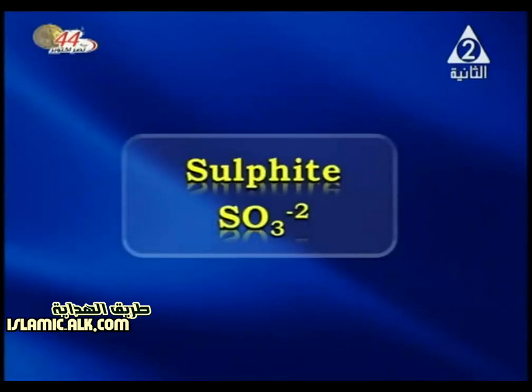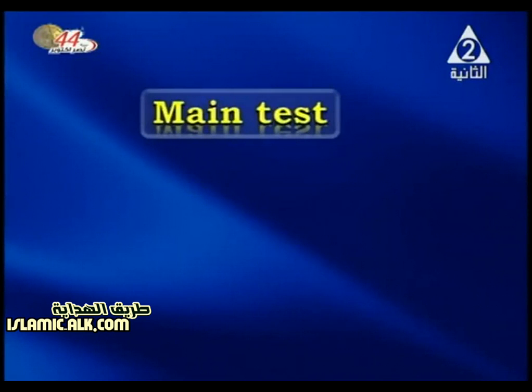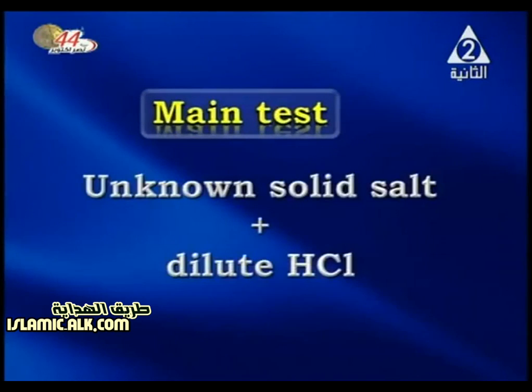Now, my dear students, we are going to discuss the next anion, which is sulfite. My dear students, we discussed the identification of carbonate and bicarbonate. Now we are going to discuss the identification of sulfite radical, as its symbol shown on the screen, SO3 2-. So we are going to discuss the main test first. The unknown solid salt plus dilute hydrochloric acid.